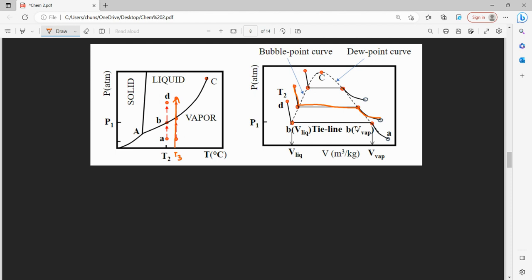And notice that our tie line is shorter. And that's because as we get higher on our curve, our slope is increasing. So steeper slope on our PT diagram gives a shorter tie line.